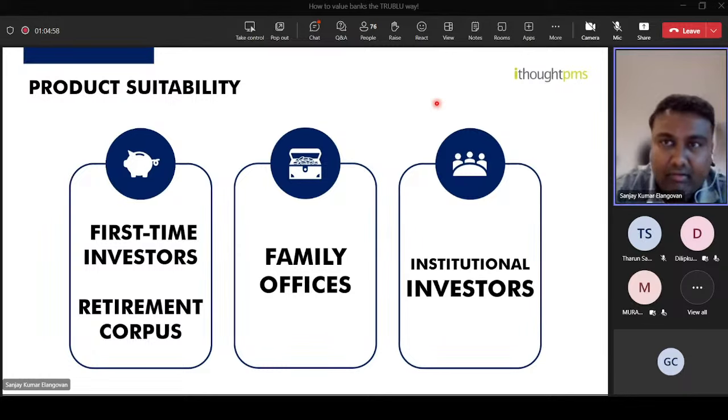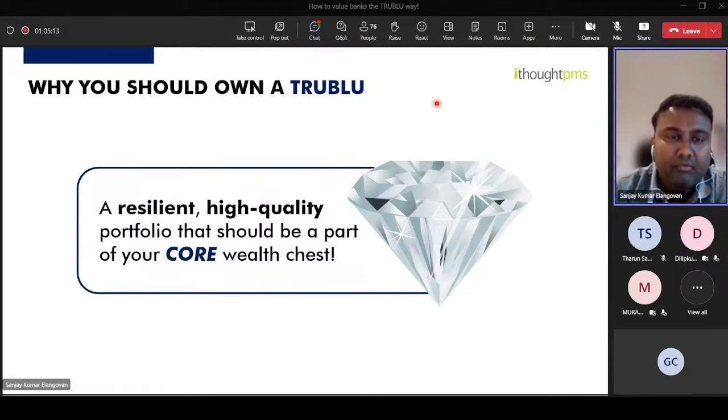Product suitability: it is best suited for first time investors if you're new to markets, or if you're close to retirement, or you have already retired and you have a retirement corpus that you want to invest, and best suited for family offices and institutions. So TrueBlue is a resilient, high quality portfolio that should be part of your core wealth chest.